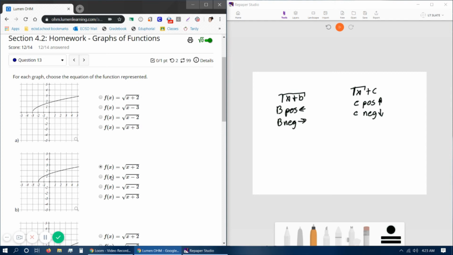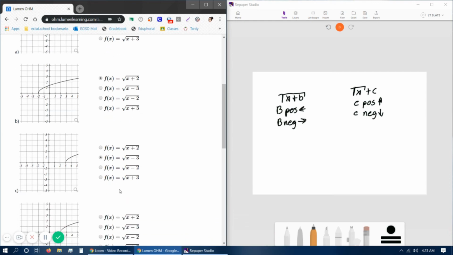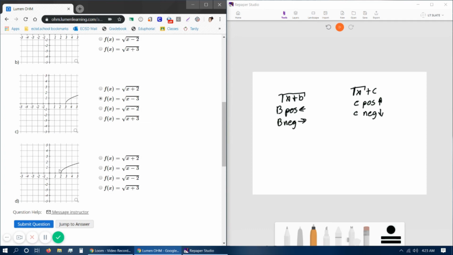The second equation is f of x equals the square root of x minus 3. B is negative 3, which means that the vertex is 3 squares to the right of 0, 0 at 3, 0, matching it with graph C. The third equation is f of x equals the square root of x minus 2, which means the vertex is 2 squares to the right of 0, 0 at 2, 0, matching it with graph D.